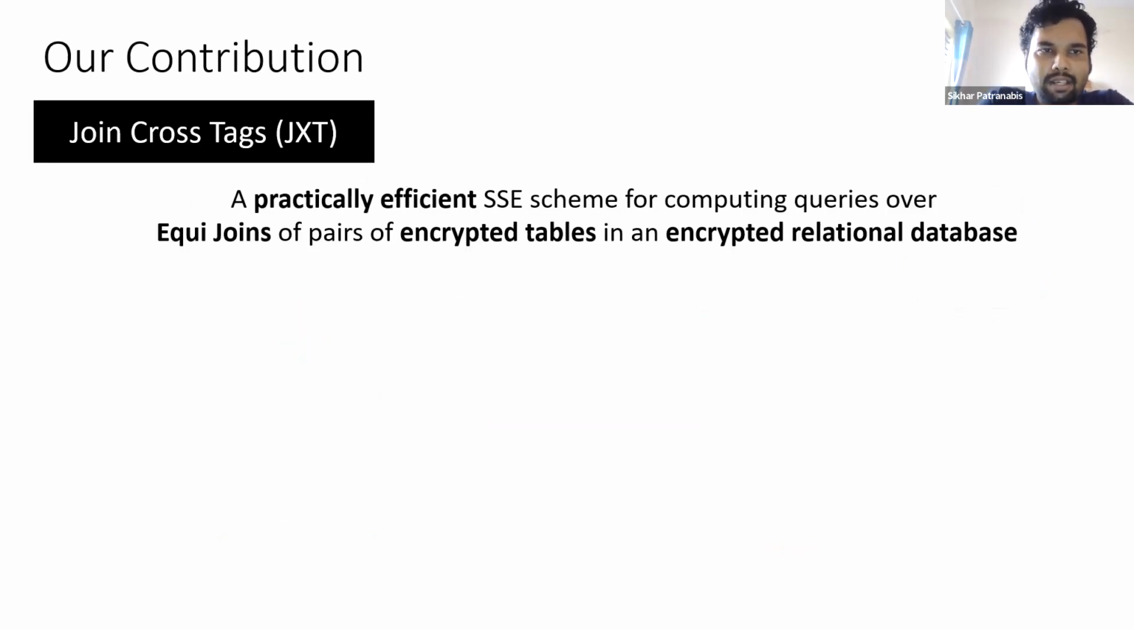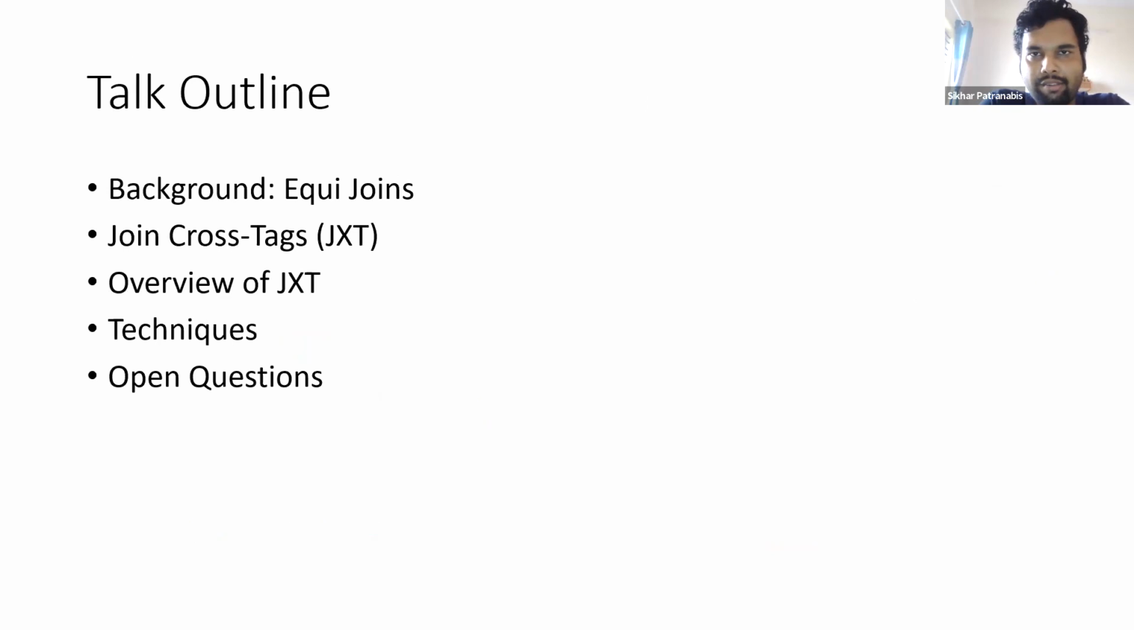In this paper, we present join crosstags, or JXT in short, which is a practically efficient SSE scheme for computing queries over equijoins of pairs of encrypted tables in encrypted relational databases. So this is our main contribution, and here is an outline for the rest of the talk. I'll first provide a background on what we mean by equijoins of tables in relational databases. I will then provide a brief overview of our main contribution, which is JXT. I will then provide a brief overview of our techniques. And finally, I'll end with some open questions.